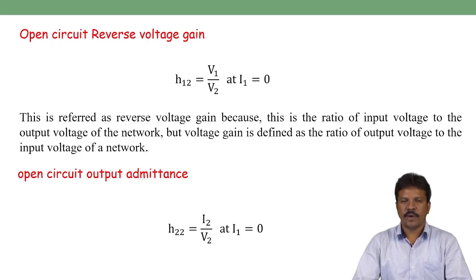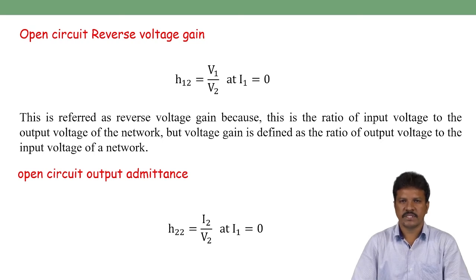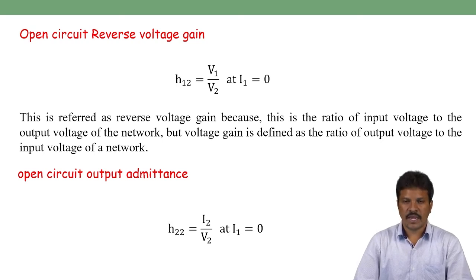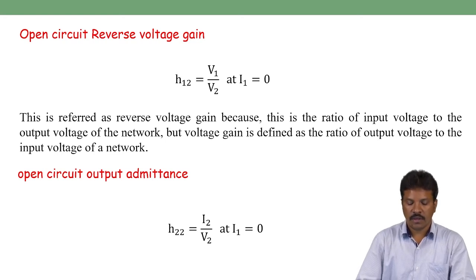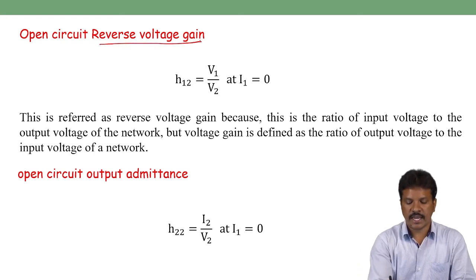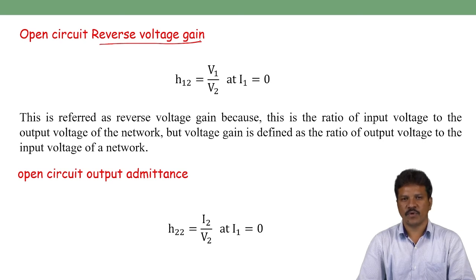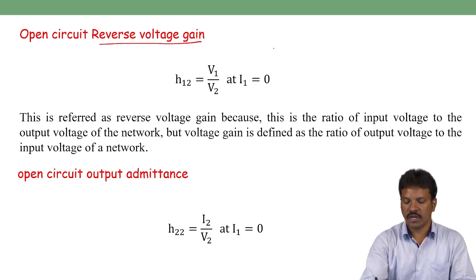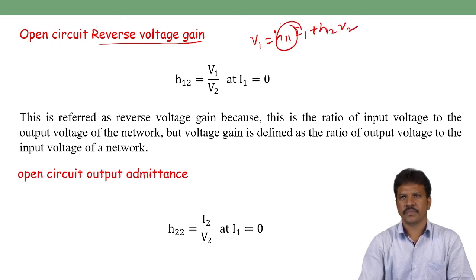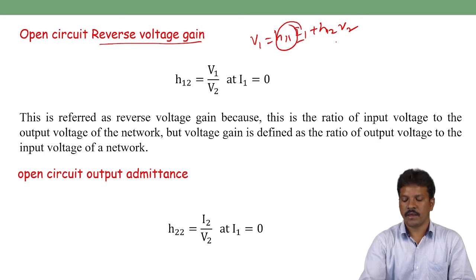What other parameter can be calculated from this open circuit? By considering the input port as open circuit, we get the open circuit reverse voltage gain. In the equation V1 is equal to H11 I1 plus H12 V2, whenever I1 is 0, you will find H12, which is the ratio of V1 divided by V2.